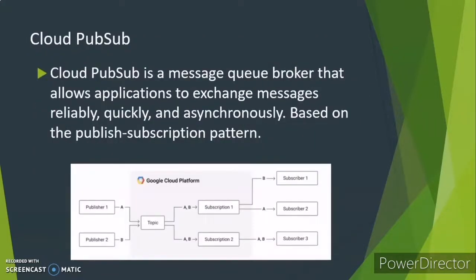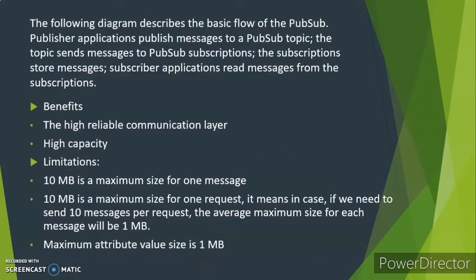Cloud Pub/Sub. Cloud Pub/Sub is a message queue broker that allows applications to exchange messages reliably, quickly, and asynchronously, based on the publish-subscribe pattern. The following diagram describes the basic flow of Pub/Sub. Publisher applications publish messages to a Pub/Sub topic. The topic sends messages to a Pub/Sub subscription. The subscription stores messages. Subscriber applications read messages from the subscription.